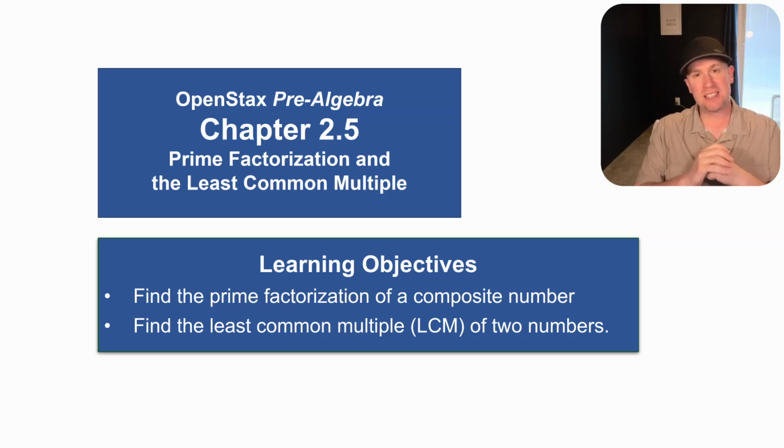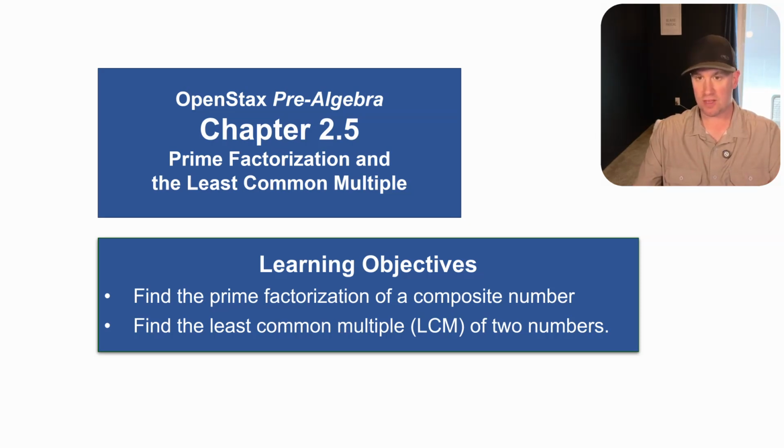Hi everyone. In today's presentation, we will be covering chapter 2.5 in the OpenStax Prealgebra textbook, where we will cover prime factorization and the least common multiple. So our two learning objectives then are to find the prime factorization of a composite number and find the least common multiple, LCM, of two numbers.